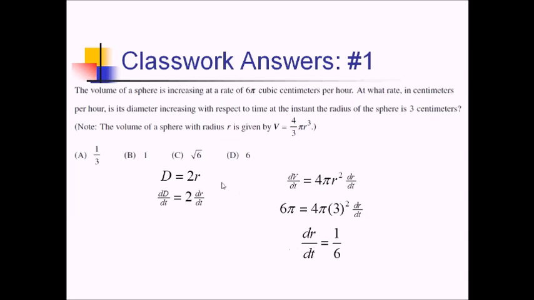I'm just going to plug that in over here to get dD/dt. So that's 2 times 1/6, which reduces to 1/3. And that's going to be centimeters per hour, so that's going to give us answer choice A.